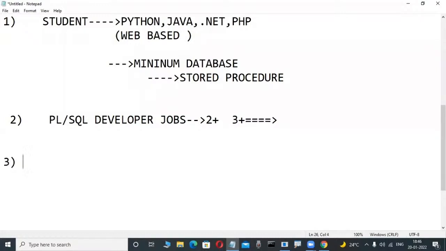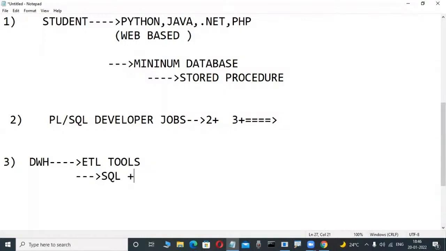Another type of persons: nowadays many persons do not have very good coding knowledge, maybe not technical persons. They want to move into software. In that case, one type of job is there: data warehousing technologies. In that, ETL programmers and reporting programmers are there. Extraction, transformation, and loading, ETL tools are there. These persons need a little bit of SQL knowledge. PLSQL is not required, only SQL knowledge.